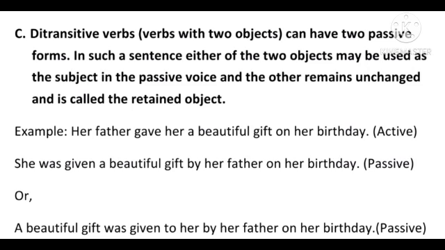For example, her father gave her a beautiful gift on her birthday. So what are the objects in this sentence? Her father gave whom? Her. What? A beautiful gift. So there are two objects, her and a beautiful gift. So first way, she was given a beautiful gift by her father on her birthday. Another way, a beautiful gift was given to her by her father on her birthday.